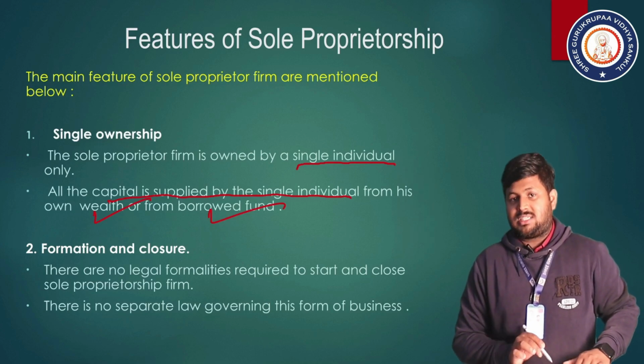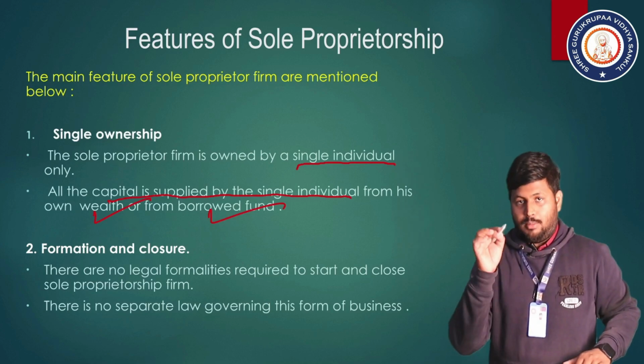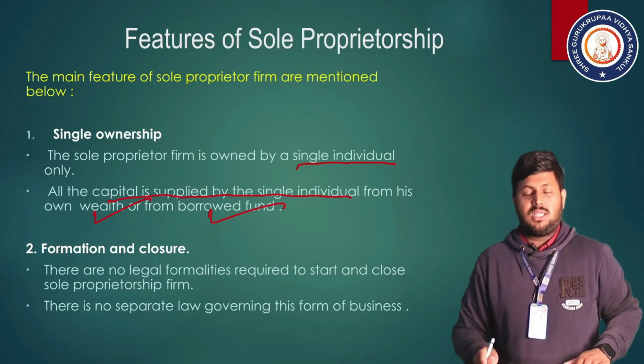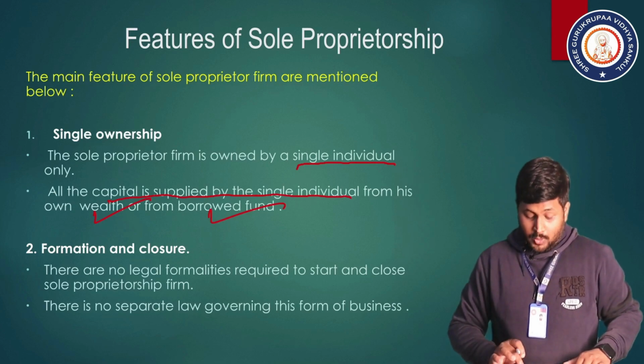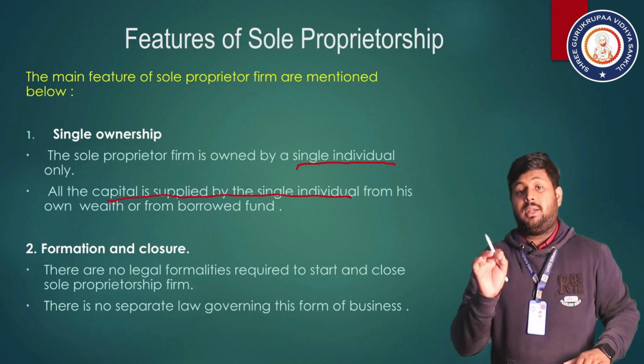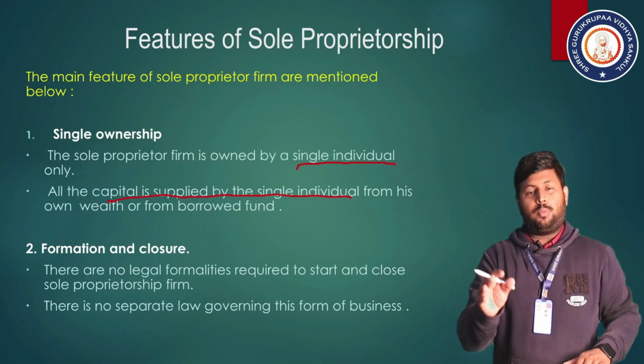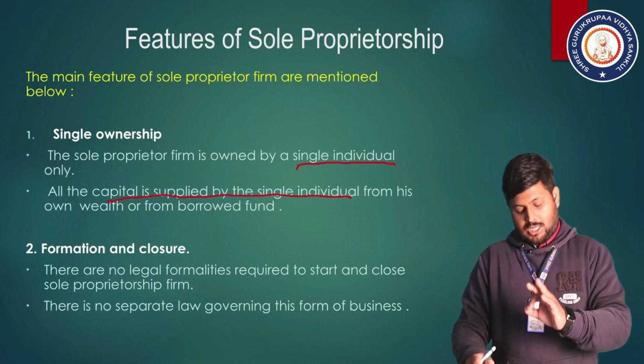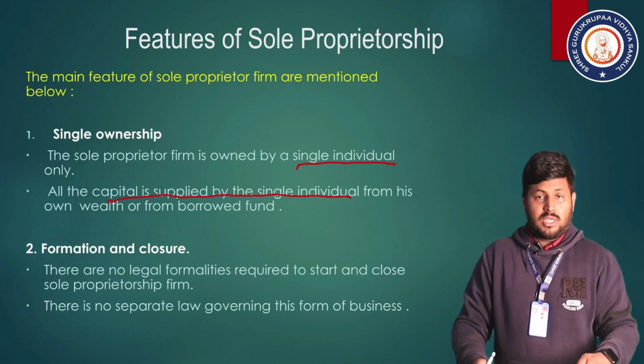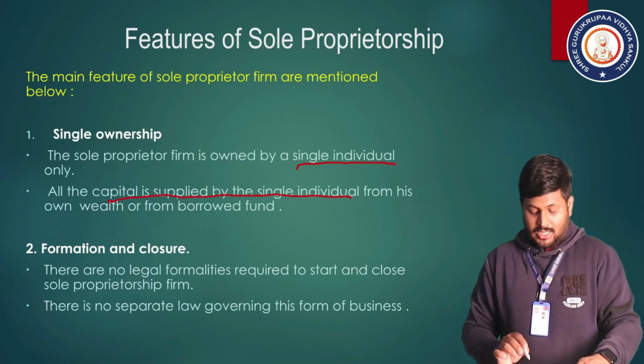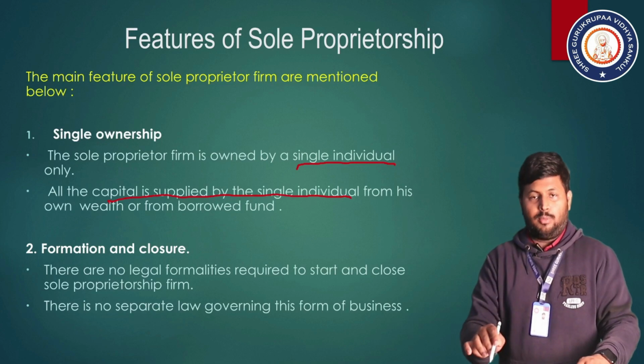Either he will invest his own capital or he will borrow an amount and invest it in his business. Both can be done. But who will do it? This will be done wholly and solely by the sole proprietor himself. So it is single ownership. What is the meaning of single ownership? Where all the decisions are taken only by him.